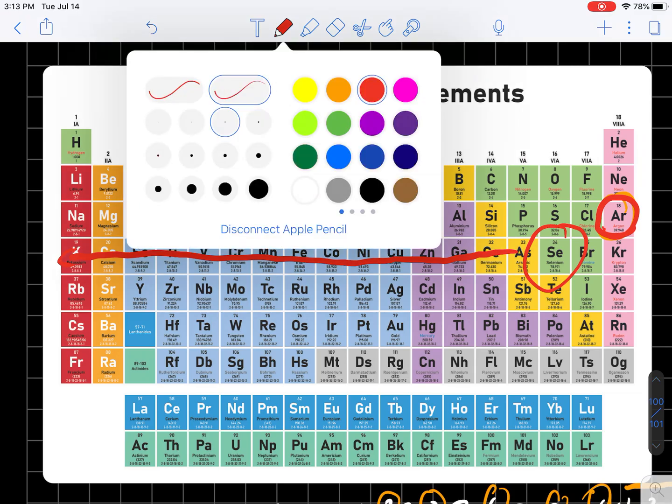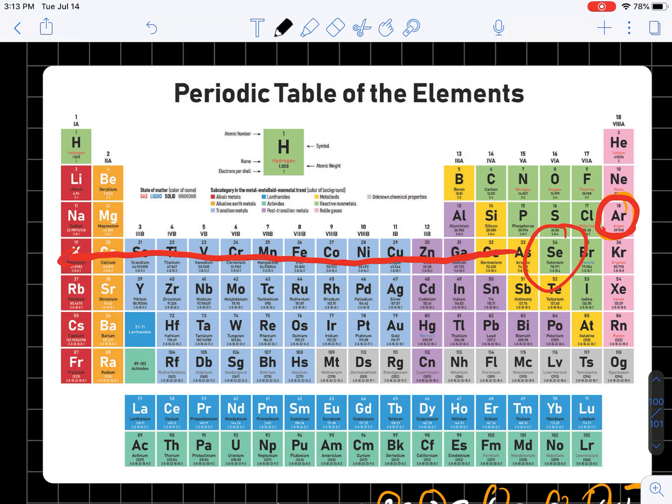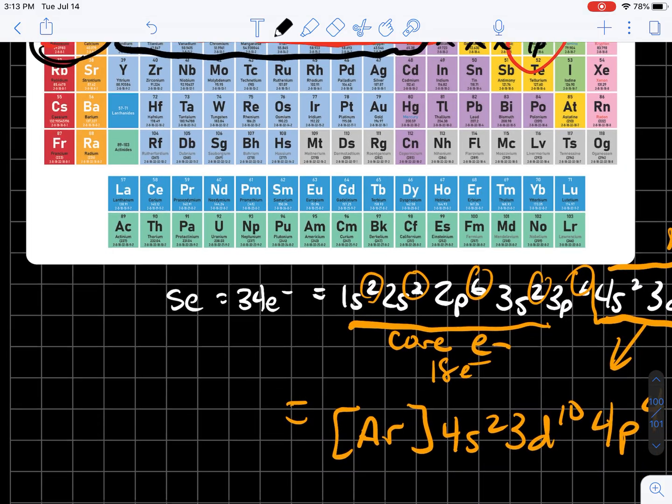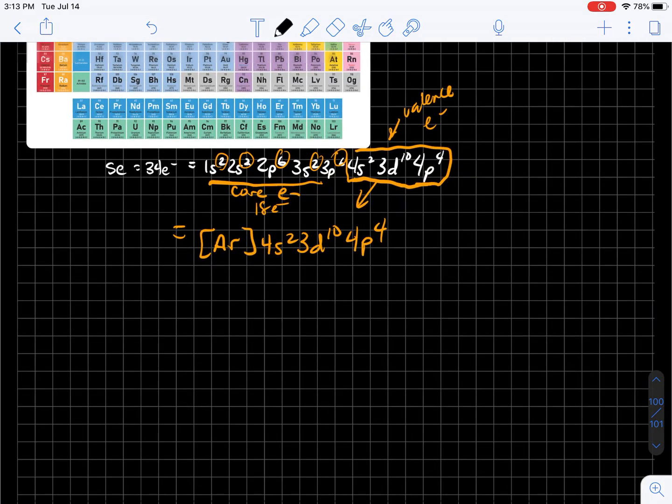Now, after the argon core, what are you moving through to get back to selenium? Well, you're moving through the 4s. You're moving through the 3d. And then you have 4p1, 4p2, 4p3, 4p4 to get back to selenium. So it's an argon core, 4s2, 3d10, 4p4. And that's how I do it.